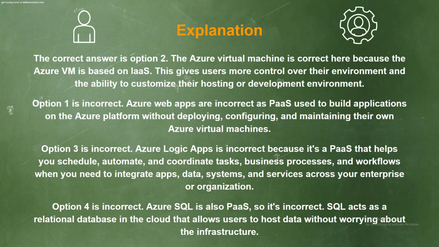Option 3 is incorrect. Azure Logic Apps is incorrect because it is a PaaS that helps you schedule, automate, and coordinate tasks, business processes, and workflows when you need to integrate apps, data, systems, and services across your enterprise or organization. Option 4 is incorrect. Azure SQL is also PaaS, so it's incorrect. SQL acts as a relational database in the cloud that allows users to host data without worrying about the infrastructure.